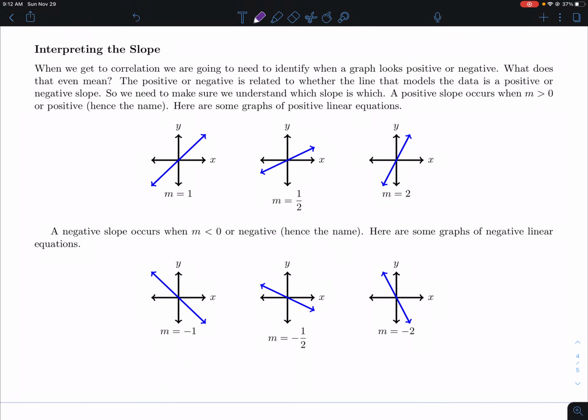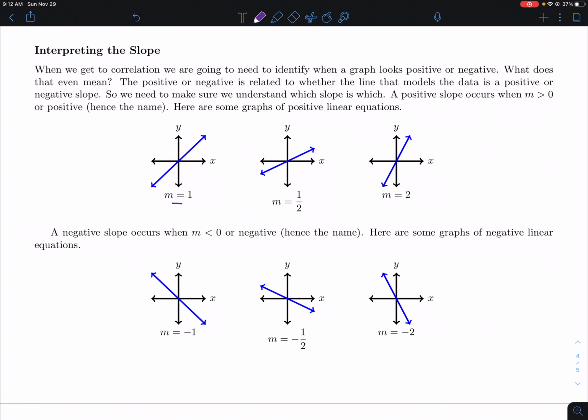In this case, I've drawn 6 different examples of different slopes. So in this case, we've got a slope of 1, and it's positive.